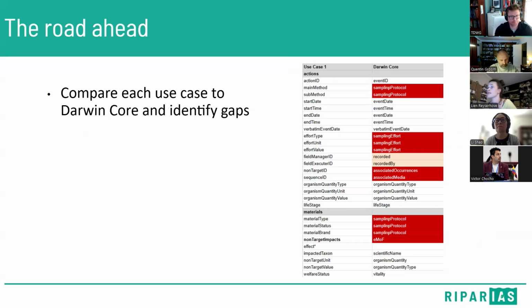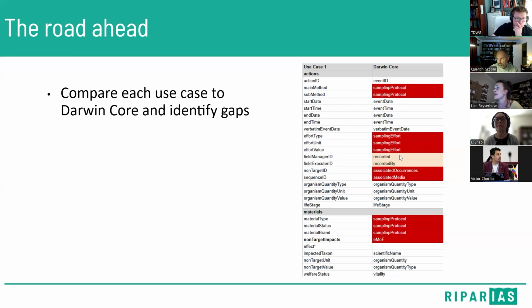For instance, here you see an example of the different fields we tried to identify in one of our use cases we already had. And we try to say, okay, for instance, there's a field in use case one called action ID. That's the same as an event ID in Darwin Core. About the methods, there's no field called main method or sub method in Darwin Core, but there is a field sampling protocol. But it would be the same. There's no distinction between the main methods applied to a management action or a sub method.